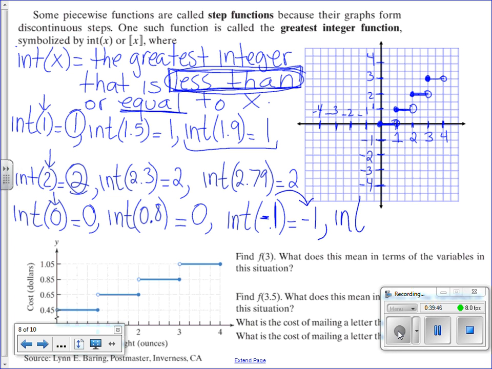Now the next one. The greatest integer of negative 1.6. So remember, we want to get an integer that is less than negative 1.6. So is that negative 1 or negative 2? Negative 2. Okay? And remember, with negative numbers, the further you get from 0, the smaller they become, right? So the step pattern repeats over and over.